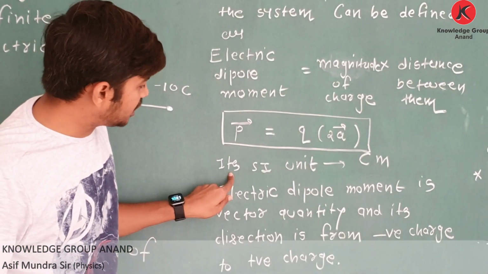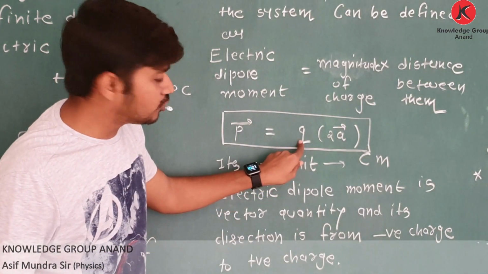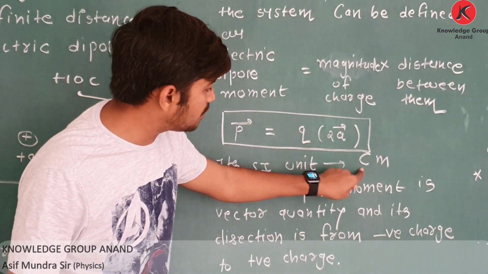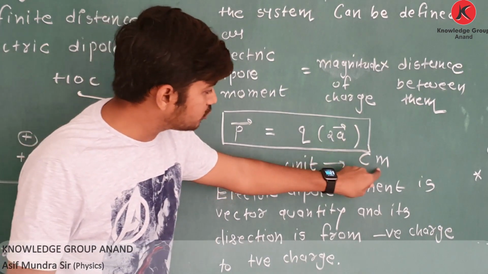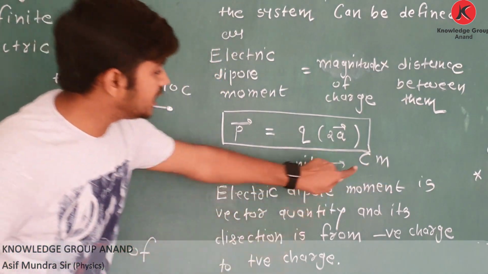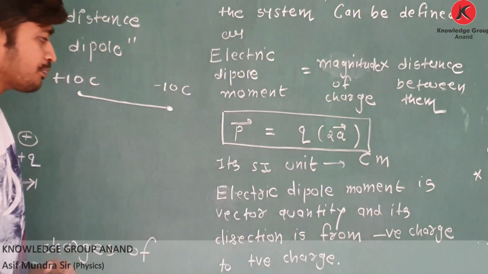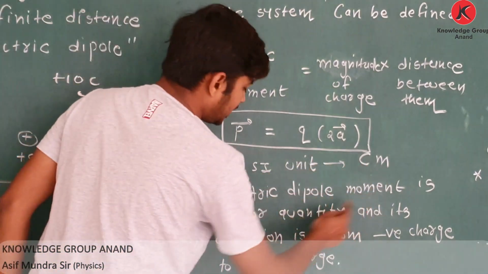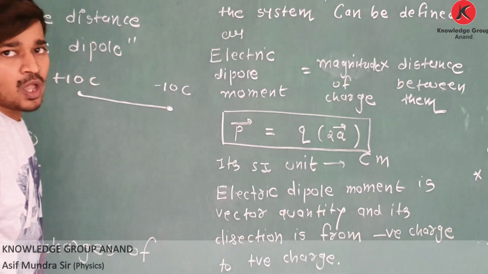SI unit of electric dipole moment: Q, charge, its unit is coulomb; 2a, distance, its unit is meter. So it is coulomb meter, not centimeter. Electric dipole moment is a vector quantity.